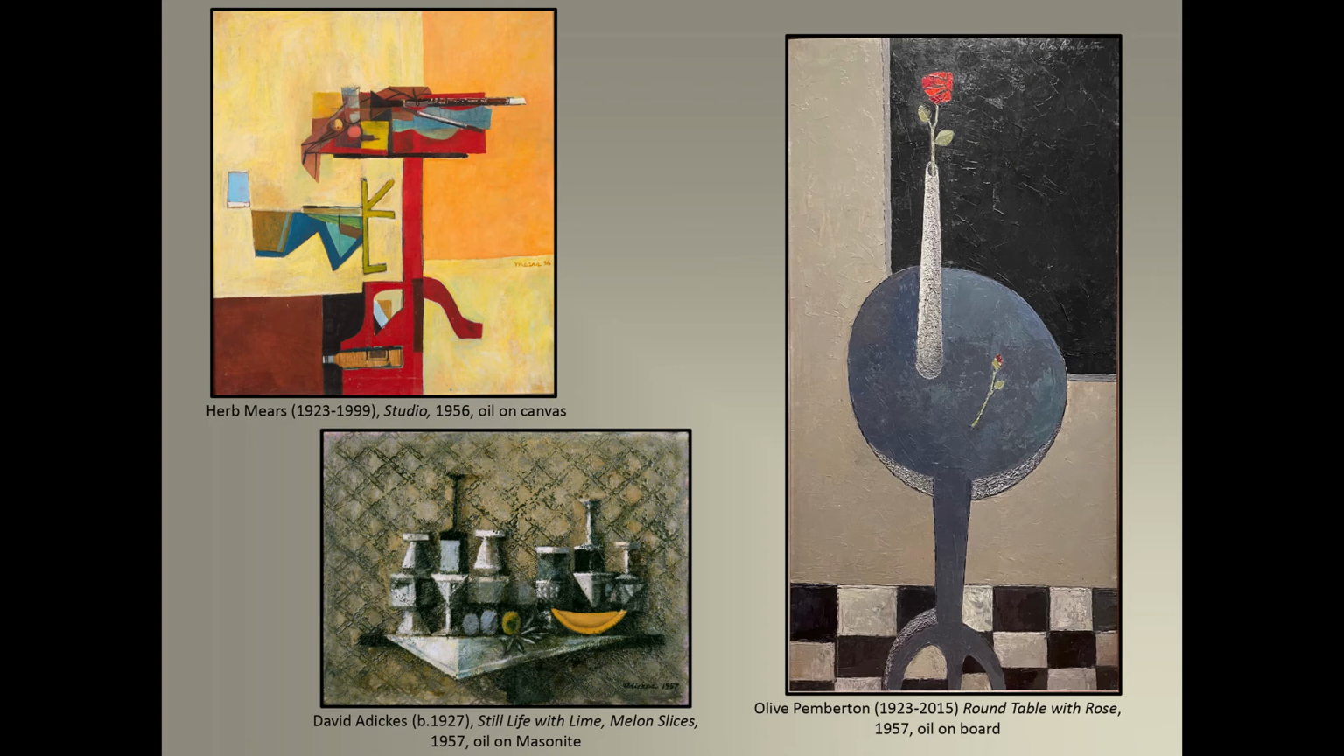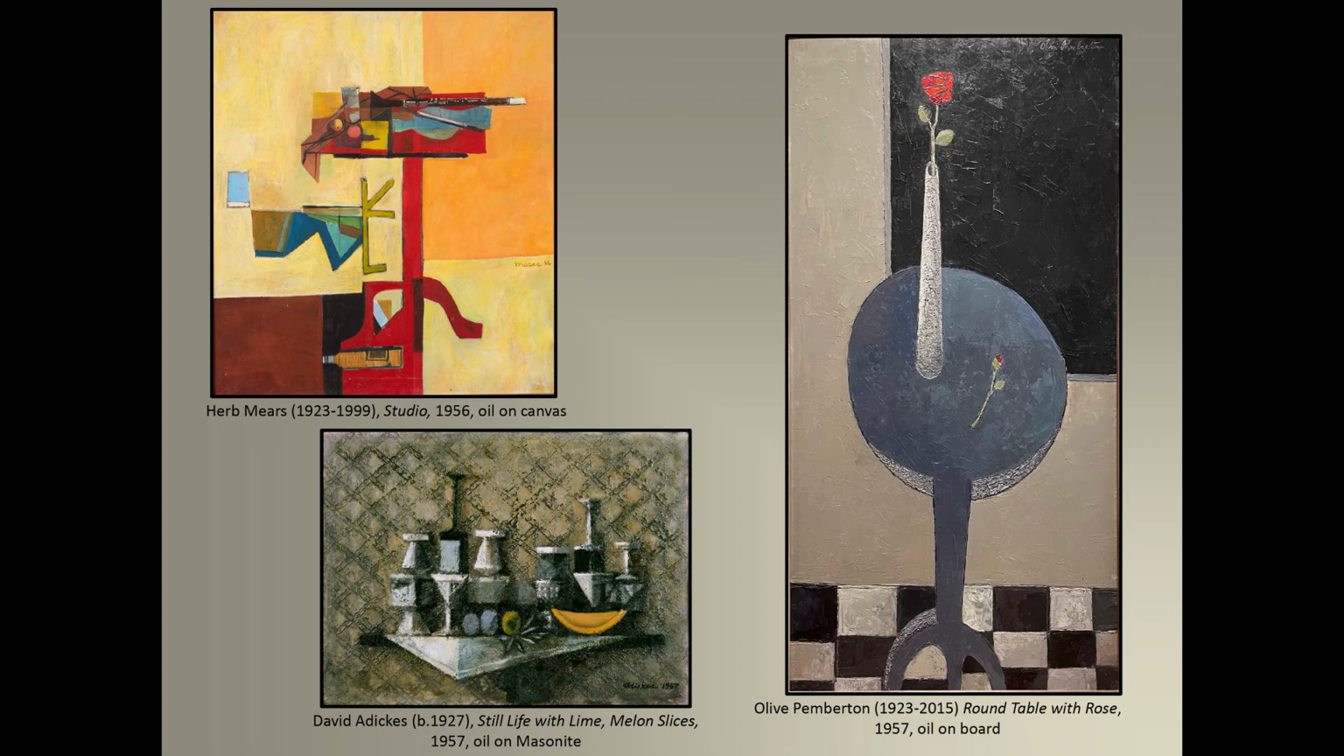At the bottom, David Addix, Still Life with Lime, Melon Slices, 1957, oil on masonite. This is an early work that challenges the picture plane with a generic pattern background, while the edge of the table seems to extend out into our space. He was a Houston artist, a sculptor with a long and successful career.